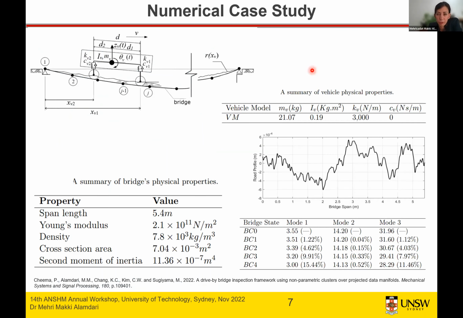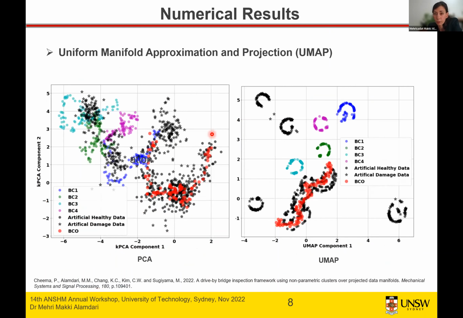So basically, we started with a half-car numerical model, and all the details of this work can be found in our MSSP paper published in 2022. And we applied the clustering technique that I mentioned to you. So we investigated 5 different states, purely unsupervised. And we realized that UMAP successfully clustered the data into 6 clusters. However, PCA, which is very much well known for its strong capability in dimensionality reduction and keeping the variance of data, failed to do so.